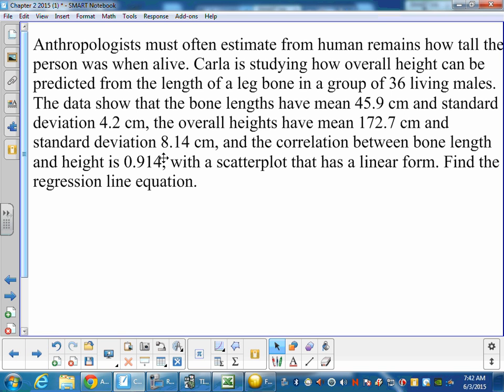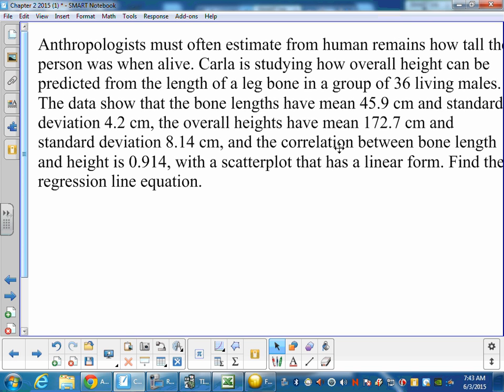So here's one example. Anthropologists must often estimate from human remains how tall a person was when alive. Carla was studying how overall height can be predicted from the length of a leg bone in a group of 36 living males. The data show that the bone lengths have a mean of 45.9 and a standard deviation of 4.2 centimeters. Heights have a mean of 172.7 and a standard deviation of 8.14. And the correlation is 0.914.